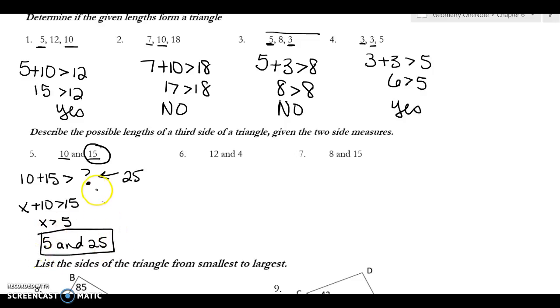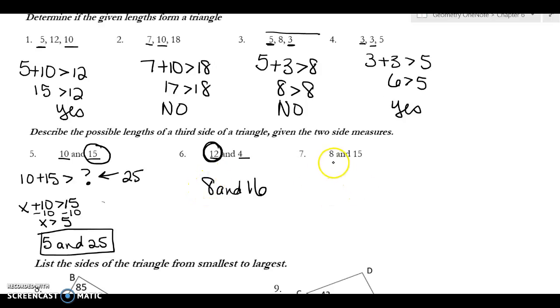So if you notice, what I did was I added them and I subtracted right here, and that's how I found my range. So for this one, I would subtract them and add them. And again, because if these are the two small ones, they have to be bigger than 16. But then if this is the big one, then 4 plus something has to be bigger than 12, and that something's 8.